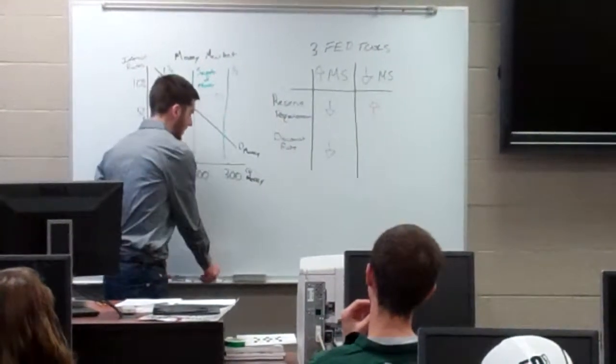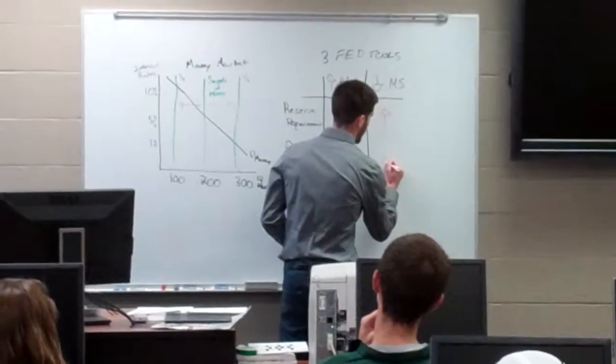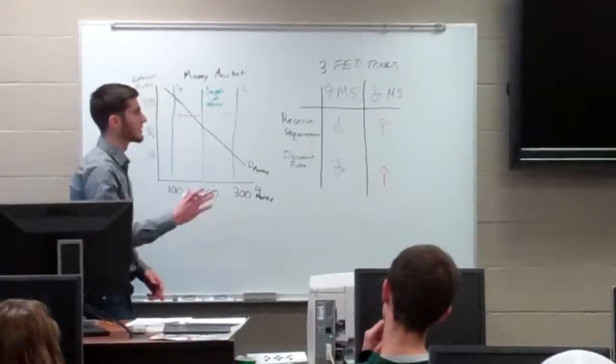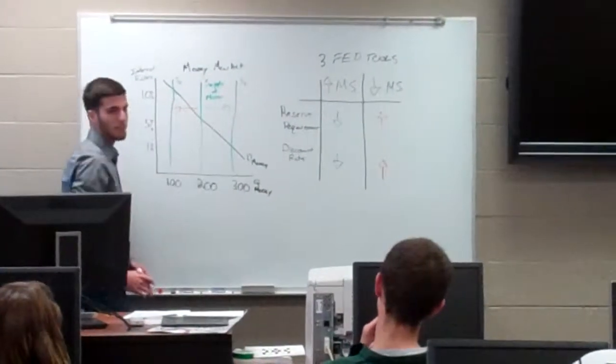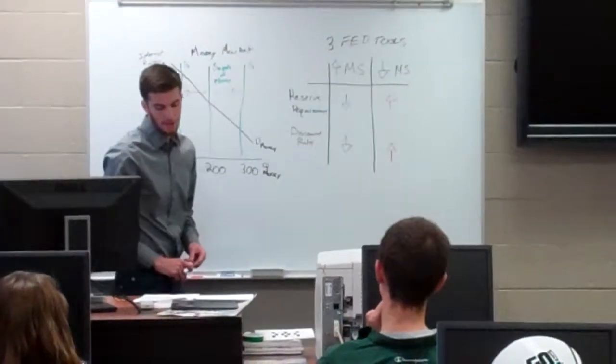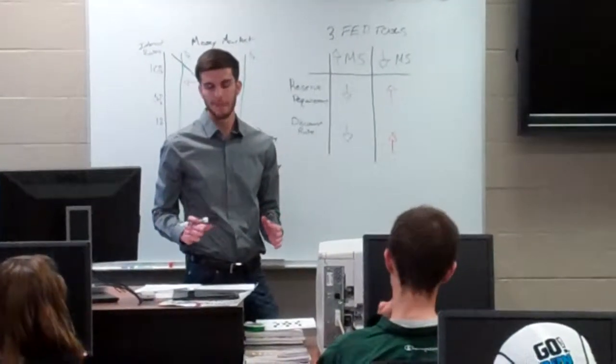On the other hand, if there's a higher discount rate, it is harder for the smaller banks to get a loan from the central bank, and this would decrease the money supply. The third and final tool is called open market operations, and this is the most common tool that the Fed uses.